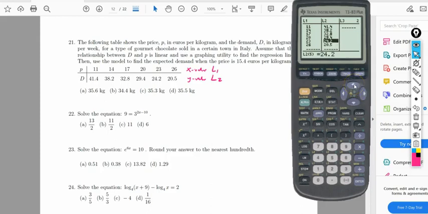Okay. Make sure everything looks right. You make a mistake here, everything's wrong. Okay. So I'm going to press Stat, go over to Calc, and then come down to Linear Regression, which is number 4, and tell it to use list 1 and list 2.